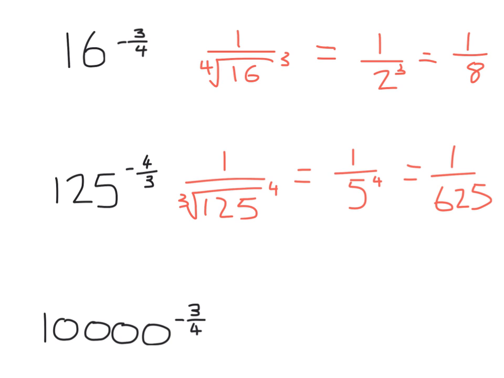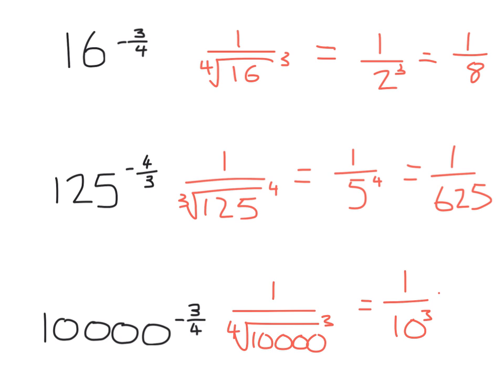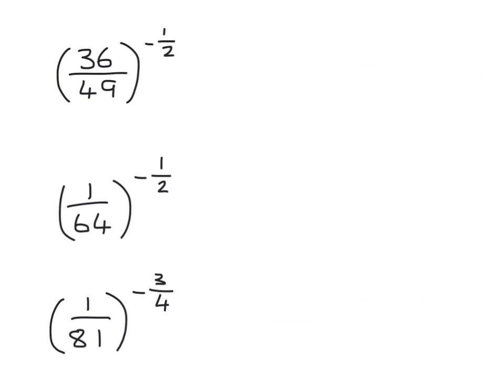And finally, we've got 10,000 to the power of minus 3 over 4. So we've got 1 over the 4th root of 10,000 cubed. Now remember, if you're looking for the 4th root, you square root and then square root again. So that's 1 over 10 cubed, which is 1 over 1000.